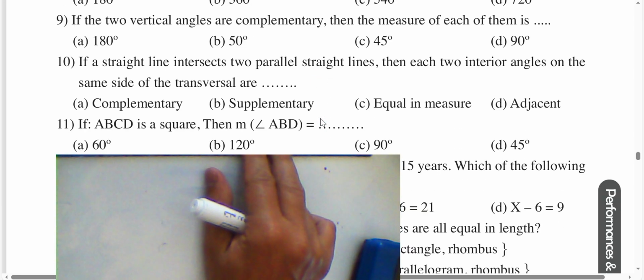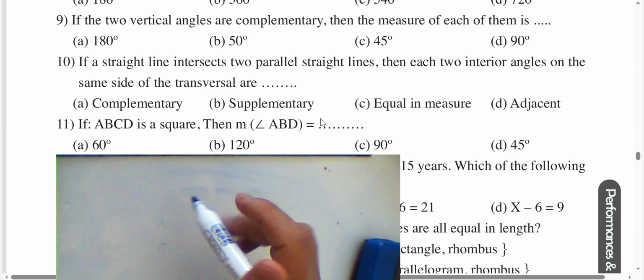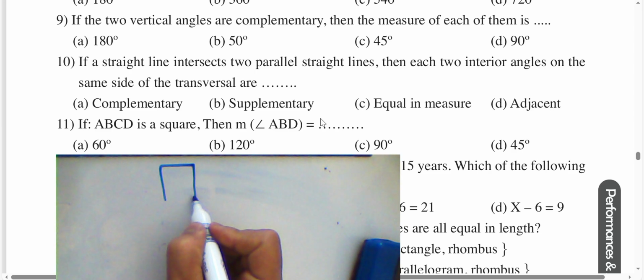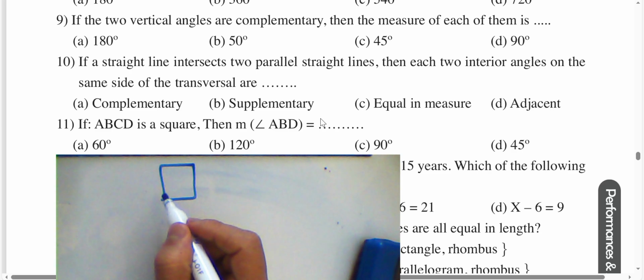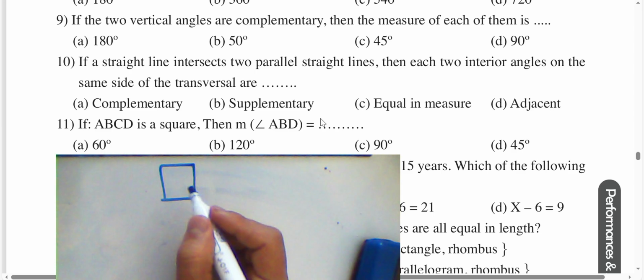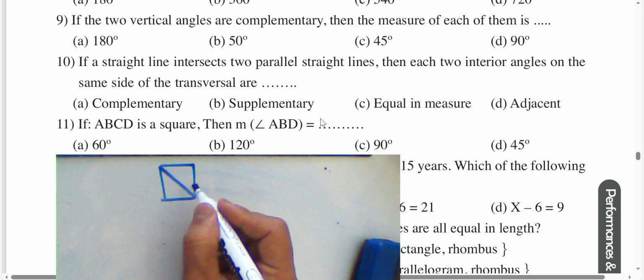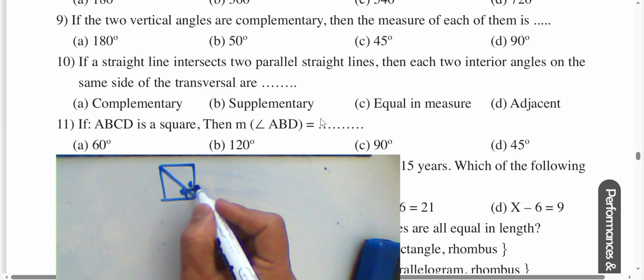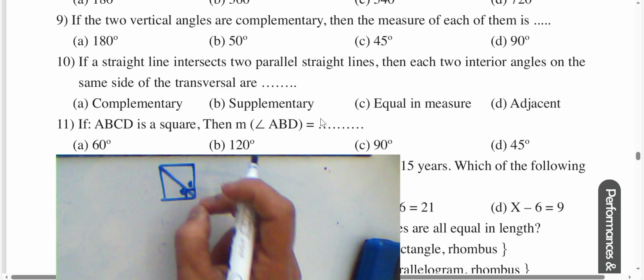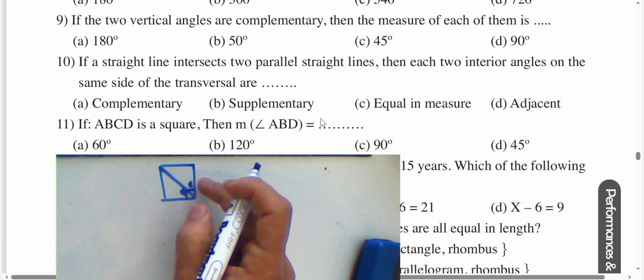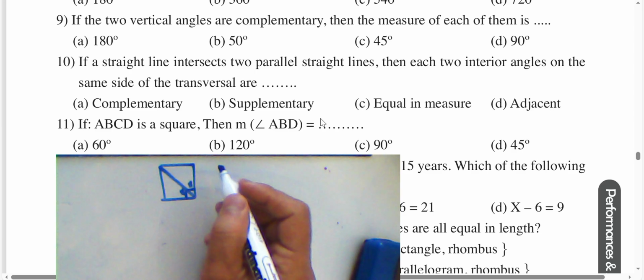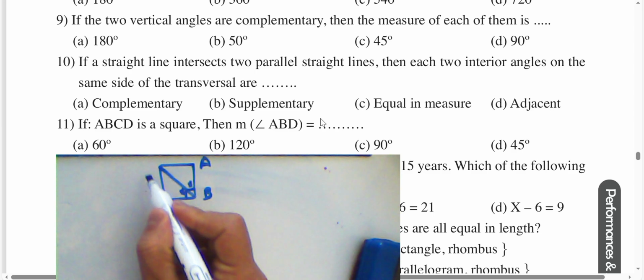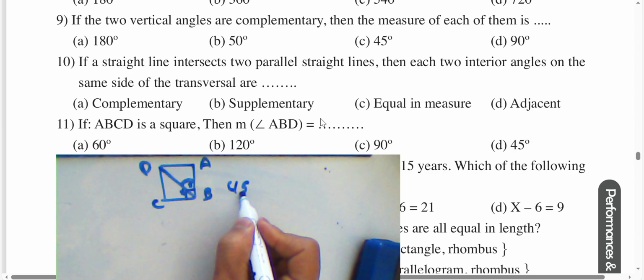If ABCD is square, then the measure of angle ABD will be 45 degree, because the diagonal bisects the vertex into two equal angles. They are here complementary angles, sum of them equal 90 degree. Then each one of them will be 45, because diagonal bisects the vertex. This is the measure of angle ABD, it will be 45 degree.